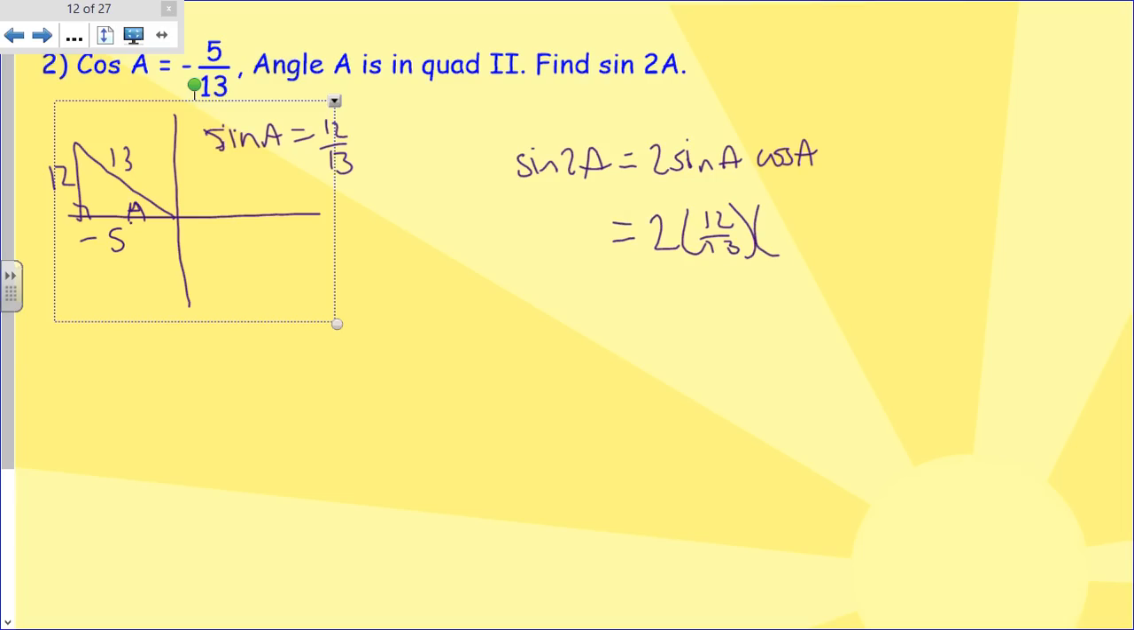12/13 times the cosine of A, which was negative 5/13. So this is just a 2/1, so 2 times 12 times negative 5. Well, 12 times 5 is 60, negative 60 times 2 is negative 120, and 13 times 13 times 1 is 169. So it's negative 120/169. For sine, we only had one choice of formulas, so that's all we can do.